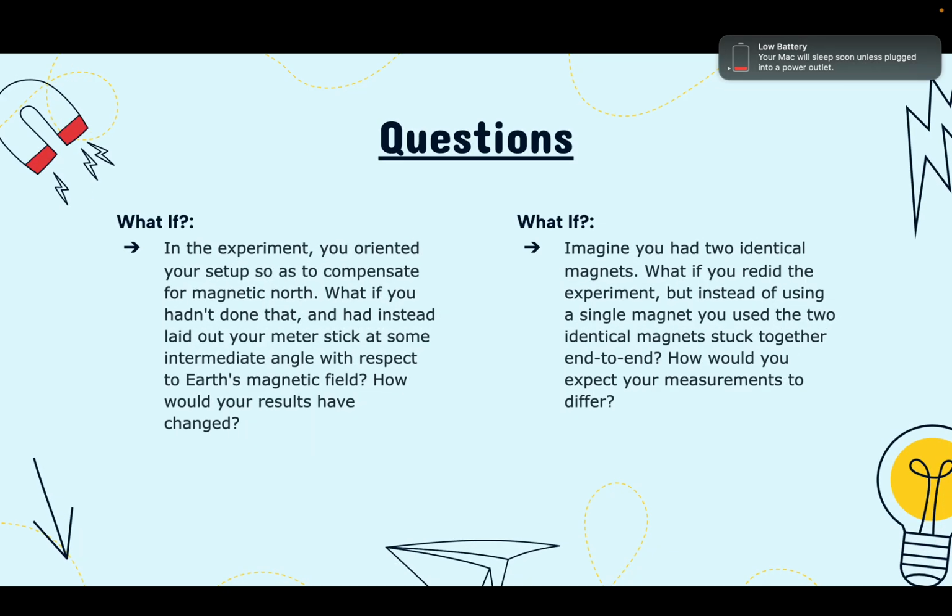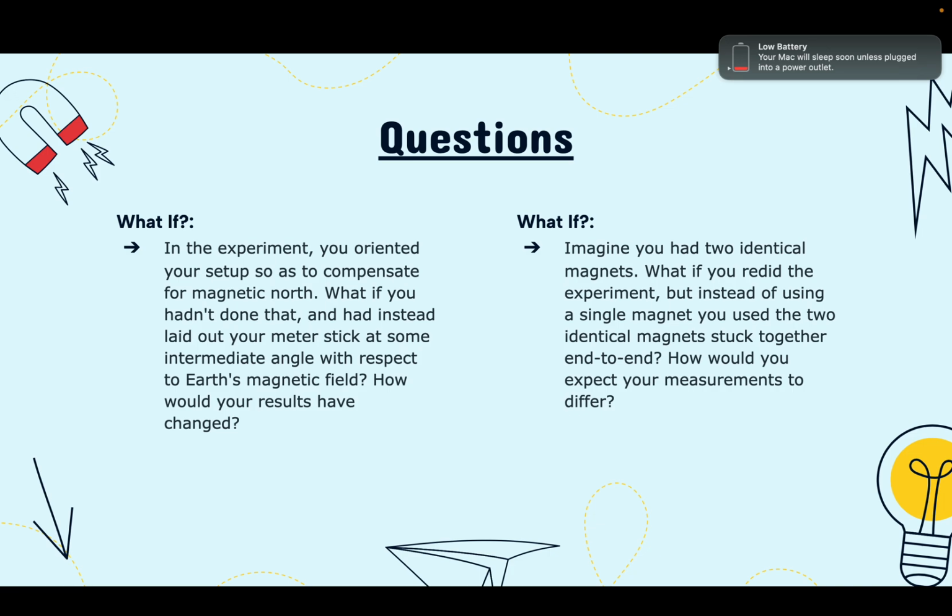So what if I hadn't accounted for the Earth's magnetic north? If I hadn't compensated for the magnetic north, my experiment results would have included vector contributions from Earth's magnetic field at an angle, which leads to inaccuracies in both the magnitude and direction of my magnetic field measurements. So by aligning it with the magnetic north, I was able to isolate the magnetic field, reduce angular and vector error, and also improve my accuracy.